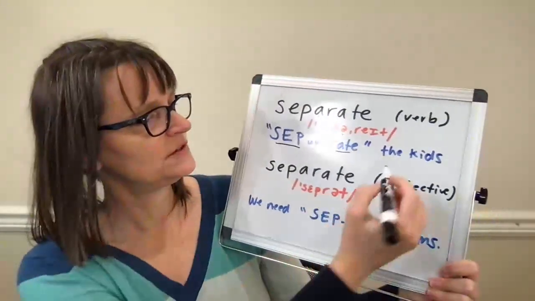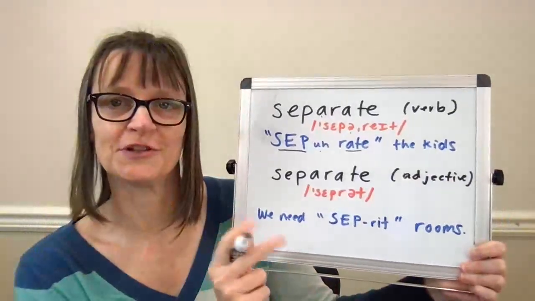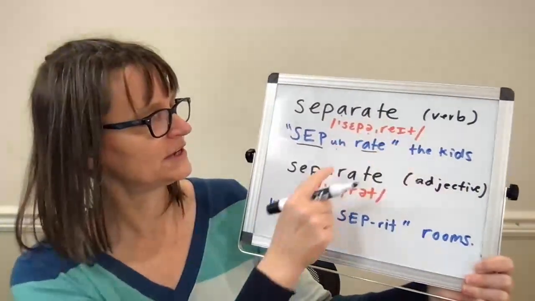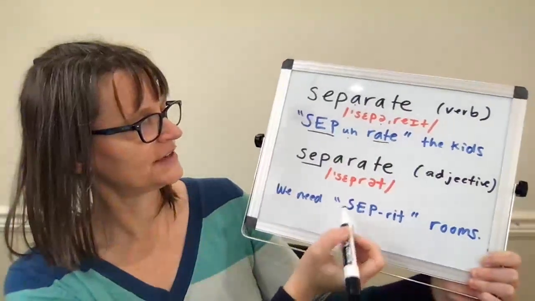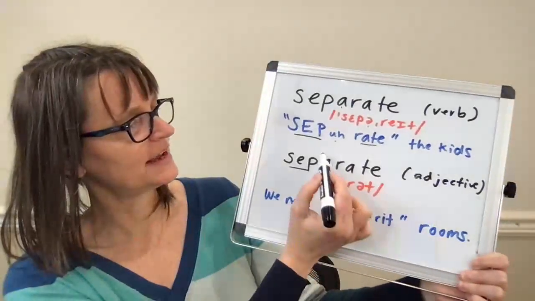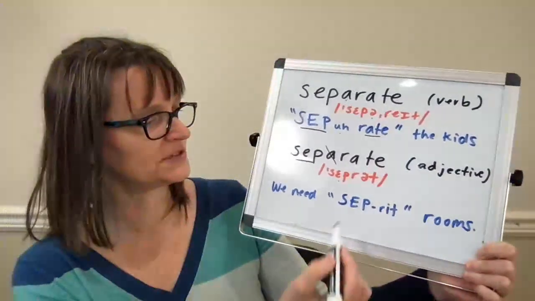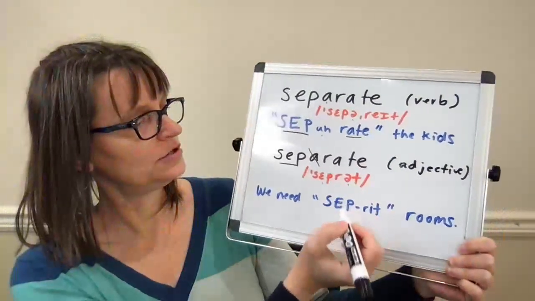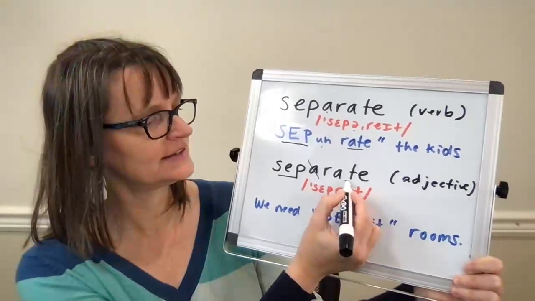Then when we switch to the adjective, it changes to just two syllables. So rather than separate, even though the spelling is the same, we still have first syllable stress, and it sounds like separate, separate. So in this case, we leave out this middle syllable, and this letter A makes no sound. And you might see it in the dictionary as a schwa or as an I, separate.